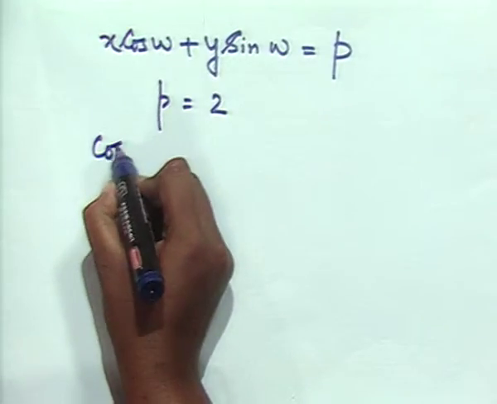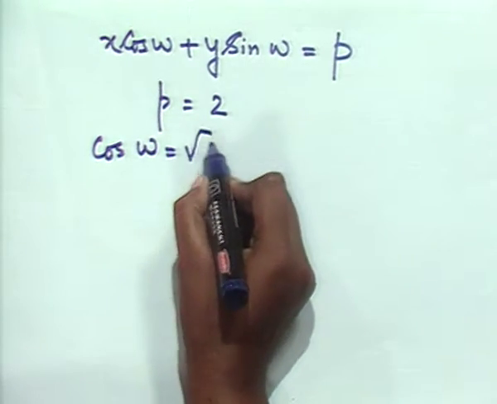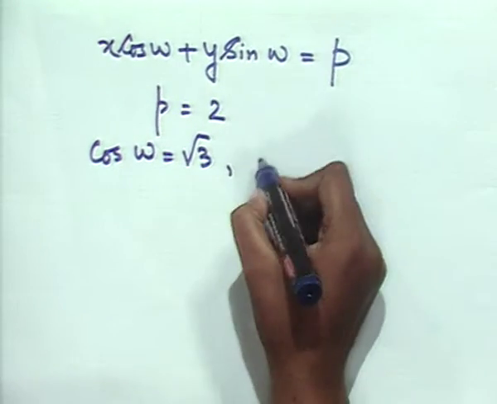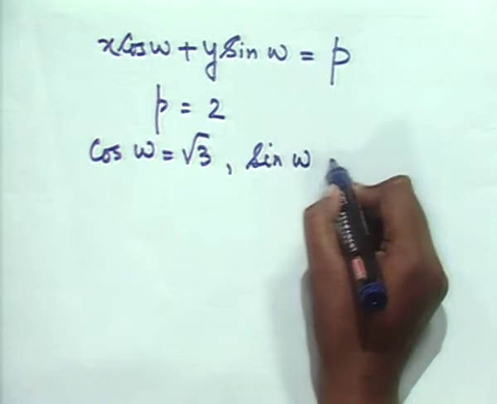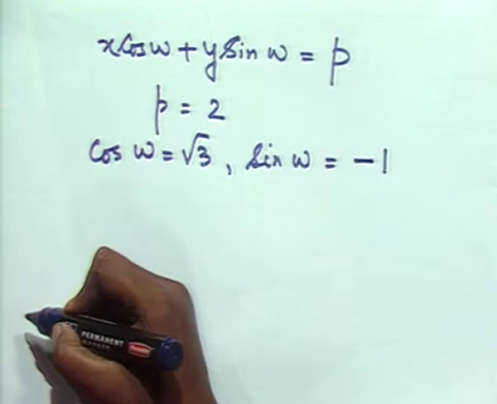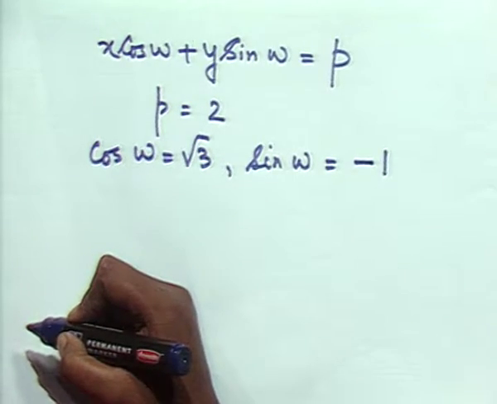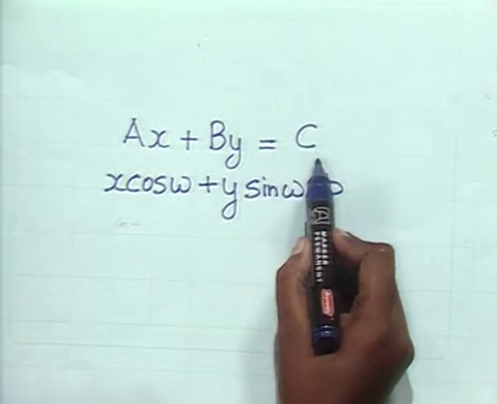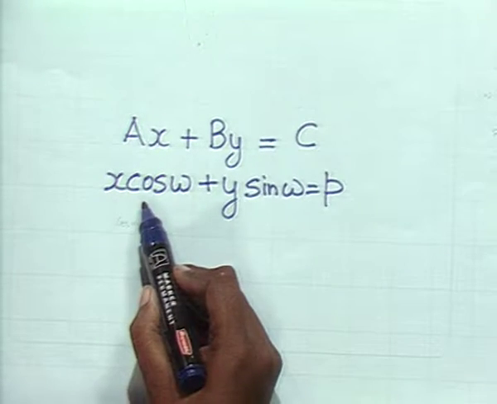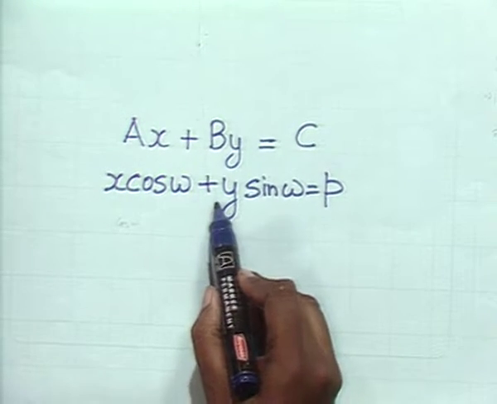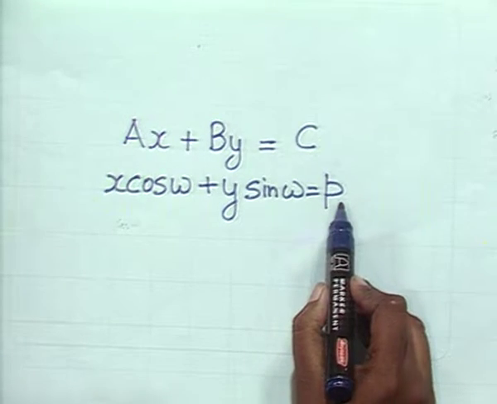If we compare the coefficients like this, then we should have cos omega is equal to under root 3 and sin omega is equal to minus 1, which is not possible. We have to compare all the coefficients together. So, we have to derive an expression for it which is always applicable. We know that the general form of equation of a straight line is ax plus by is equal to c, and the normal form of equation is x cos omega plus y sin omega is equal to p.